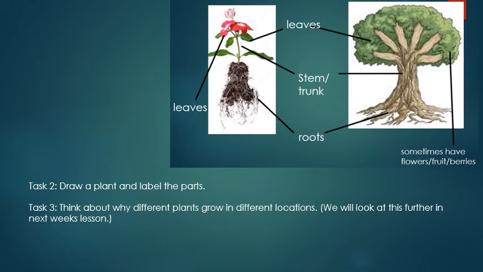Task 3 is to think about why different plants grow in different locations. So there's that word locations again. So why might this plant grow in a different place to this tree? What might the tree need that the plant doesn't, or what might the tree need more of than the plant. I want you to think really hard about it, really carefully. And we're going to look further into that in the coming lessons.